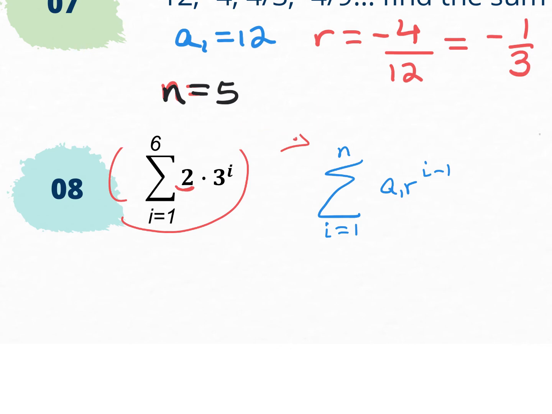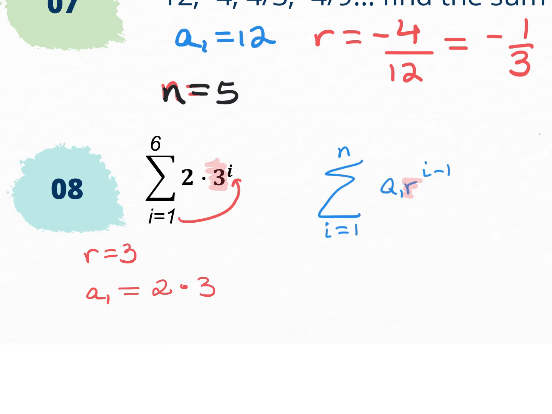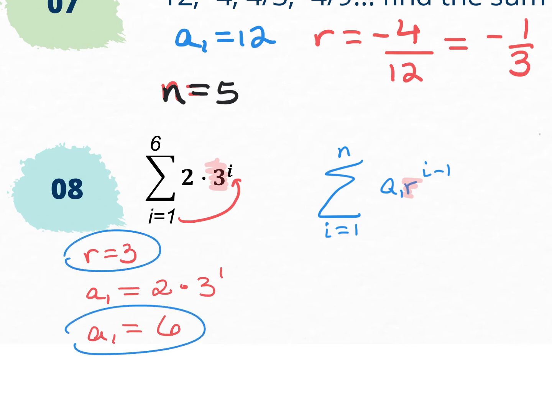So in order to find the first term, I need to go ahead and plug in to get the first term. So my common ratio is the 3. That's my r. So r equals 3. But my first term, I'm going to plug in a 1 for the i. So 2 times 3 to the first. 2 times 3 to the first is 6. I need these two numbers for my formula.